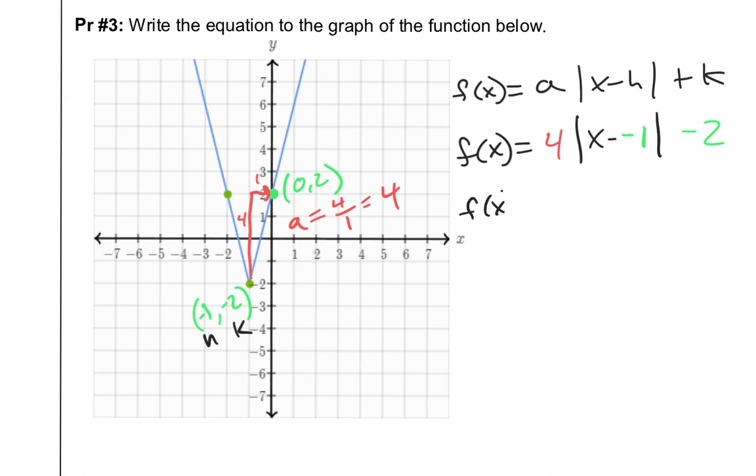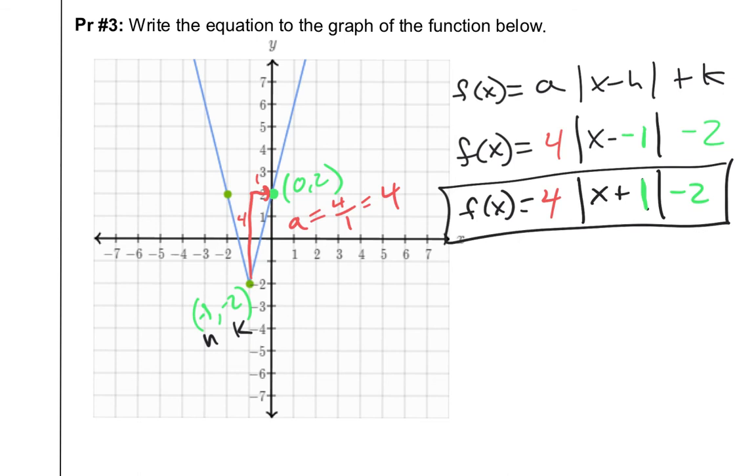So really, we would write this equation like this. Instead of x minus -1, we would say +1. Oh, and I meant to put that in green. But then out here with the K, it just stays as -2. And there's our equation. That's what you should have gotten.